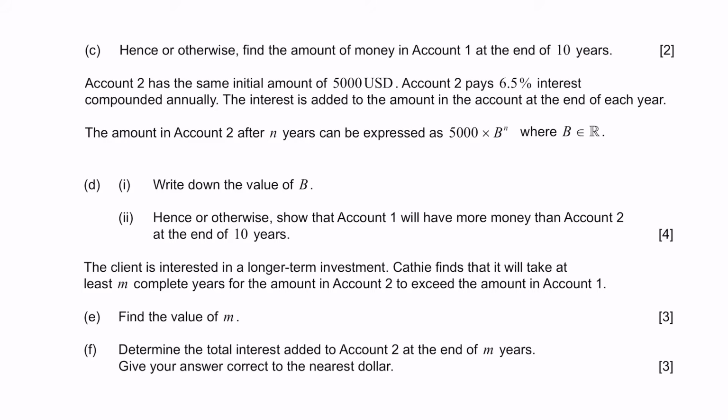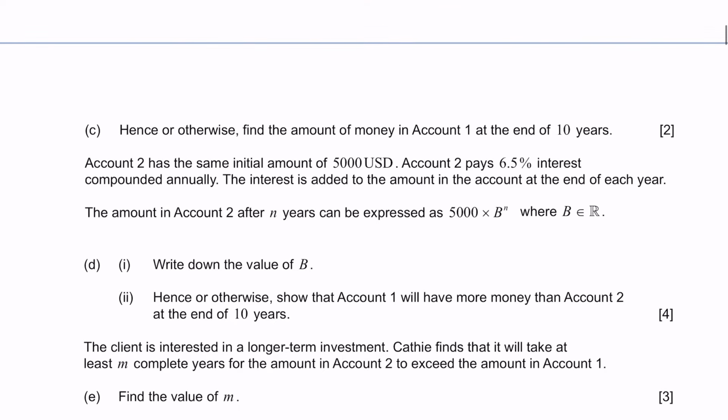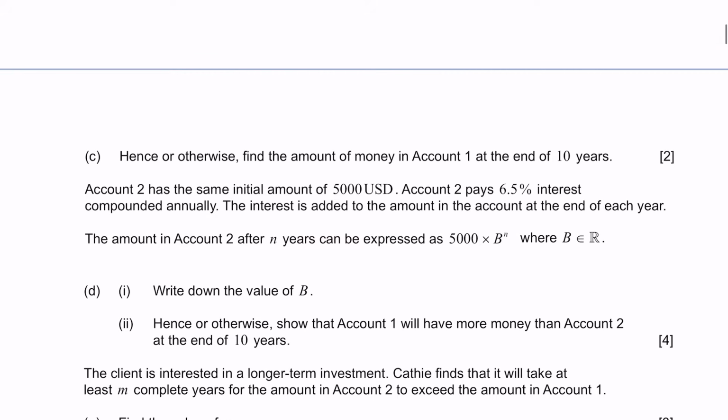Hence or otherwise, find the amount of money in account 1 at the end of 10 years. So hence or otherwise means we have some choice. Hence itself means draw on what has previously come before. And I think it actually will be easier if we draw on the formula that we found. So how much money does someone have in the account after 10 years? Essentially, we're asking to find Sn when n is equal to 10, or essentially, we're asking to find S10.